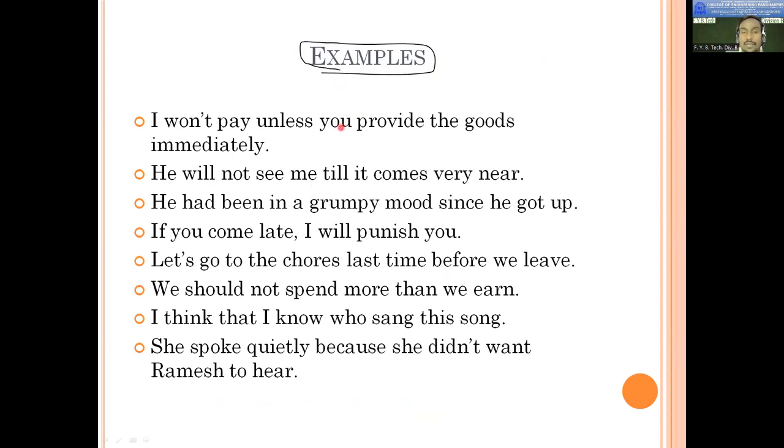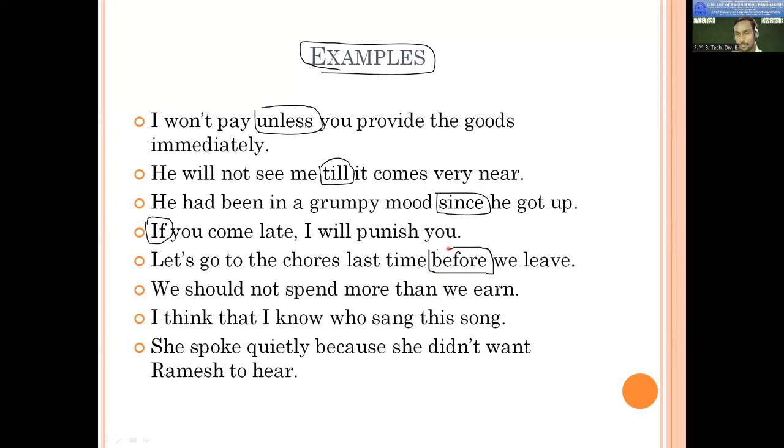subordinating conjunctions. I won't pay unless you provide the goods immediately. Which is the subordinating conjunction in this sentence? Unless. Yes. This is a subordinating conjunction. He will not see me till it comes very near. Till. He had been in a grumpy mood since he got up. Since. If you come late, I will punish you. If. Let's go to the course last time before we leave. Before.